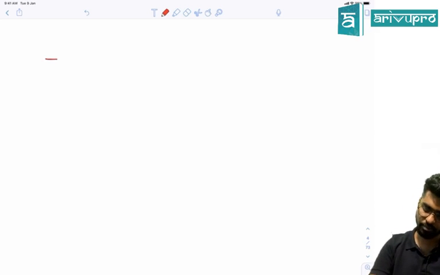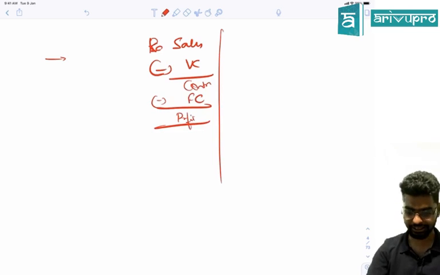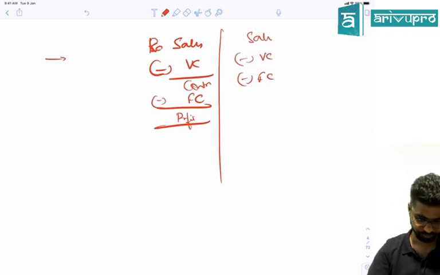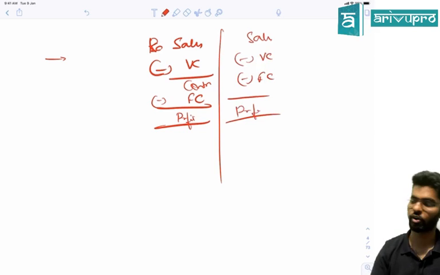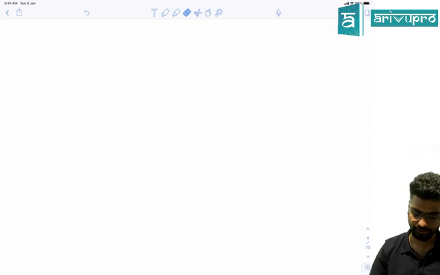Right? Now, in marginal costing, the format is very simple. I take my sales minus variable cost, that is contribution, minus fixed cost, then I get my profit. Here, I'll take sales minus both variable cost and fixed cost, and the result is profit. Are you clear? Are you guys clear with this?